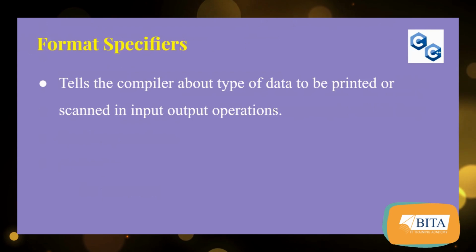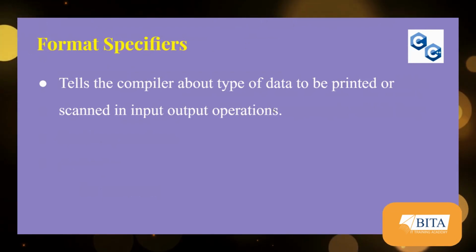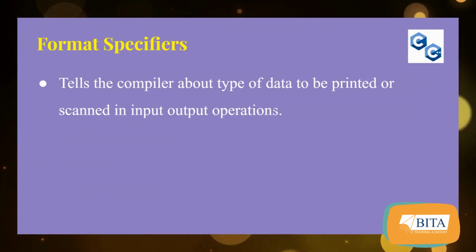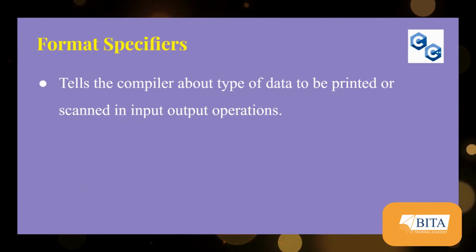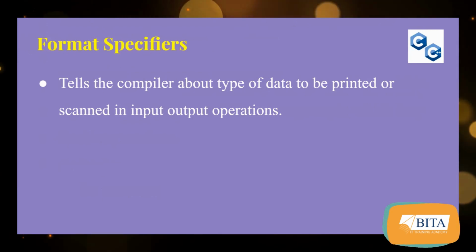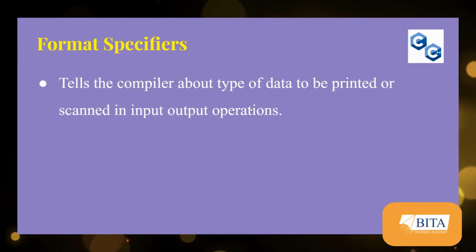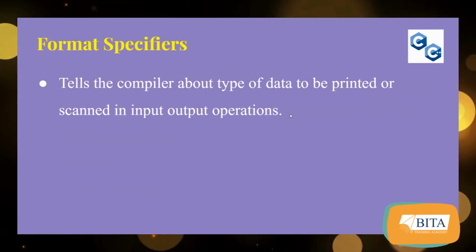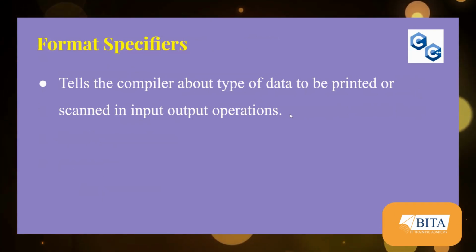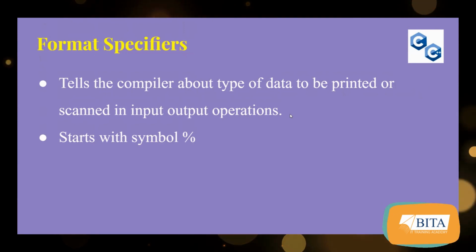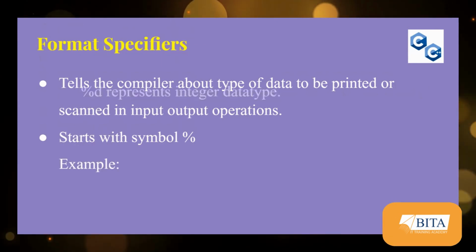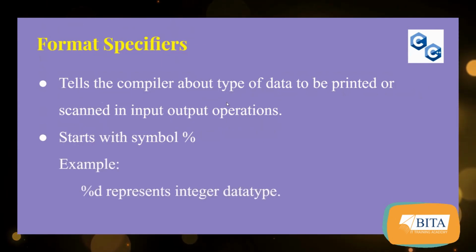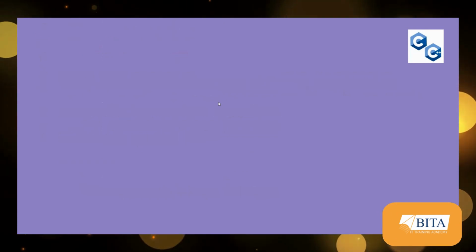The format specifier informs the compiler about the type of the data that we are going to get from the user or print on our monitor screen. We'll learn this in detail when we see an example. It begins with the percentage symbol, and %d represents the integer data type.